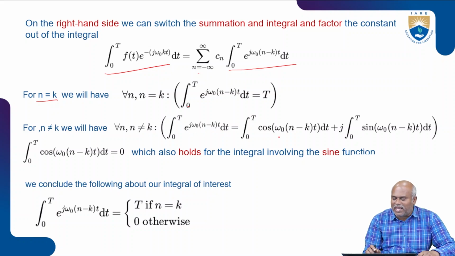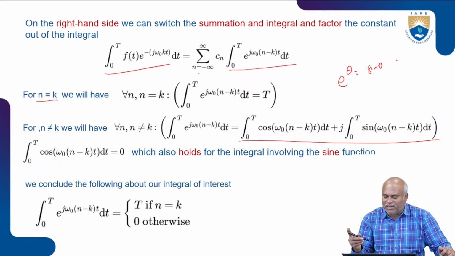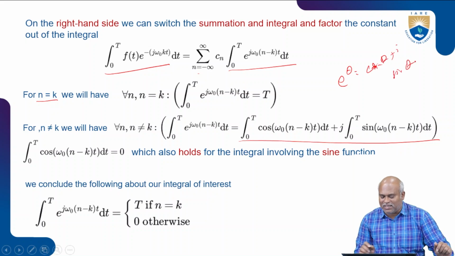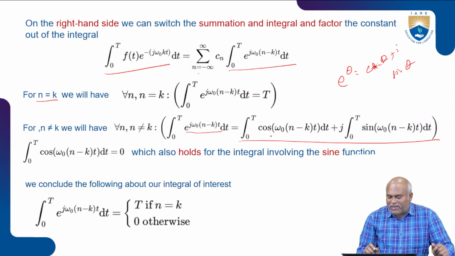Now, this value I should write as a sine as well as a cos term, because e power j theta is equal to cos theta plus j sine theta. We should know this from the Euler condition. So, that format I can take for this one. We substitute e power j omega 0 (n minus k) t as cos omega 0 (n minus k) t dt plus j integration of 0 to T sin omega 0 (n minus k) t dt, I should write.